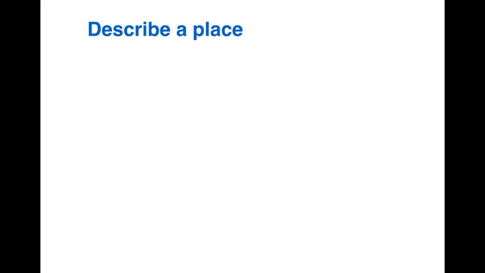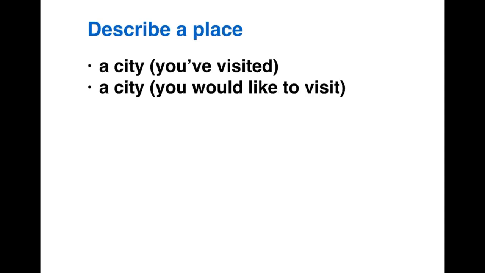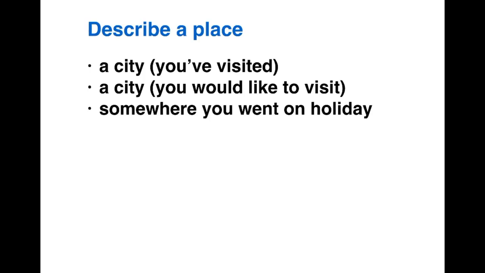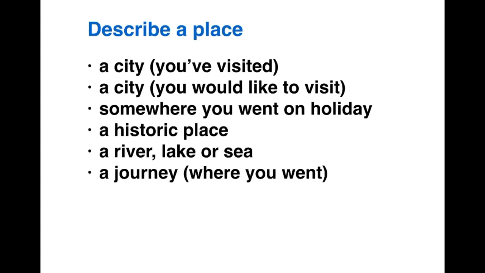Anyway, let's go on to looking at the different types of question for this topic, describe a place. I've seen the following questions: describe a city you've visited, describe a city you would like to visit, describe somewhere you went on holiday, a historic place, a river, lake or sea, a journey. All of those are descriptions of places. And I think that we can probably prepare ideas for one description that will work for any of these questions. We might just have to change it a little bit, but with one description we could answer any of these 6.